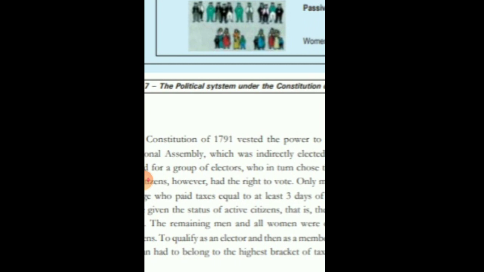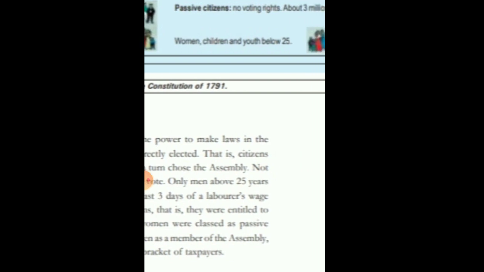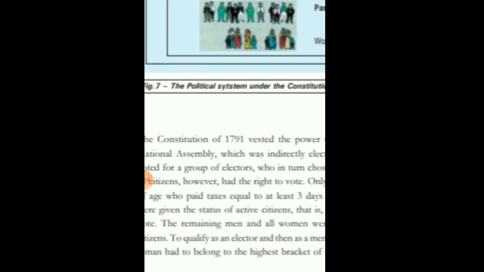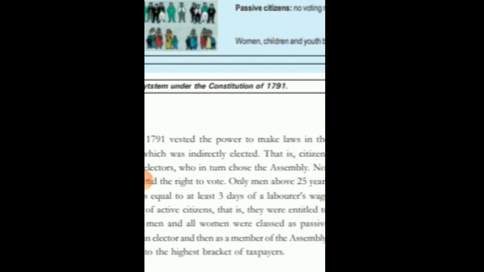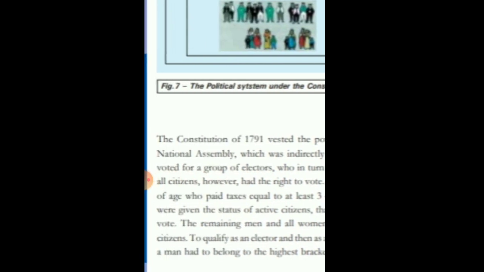National Assembly, which was indirectly elected. That is, citizens voted for a group of electors who in turn chose the assembly. Not all citizens, however, had the right to vote. In 1791, when the new constitution was completed, it did not allow every citizen to cast their vote.